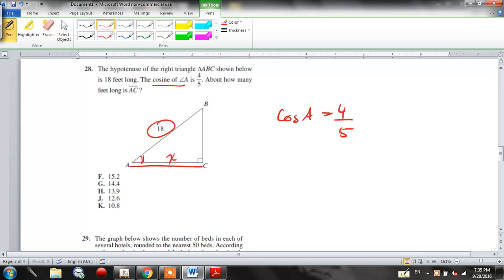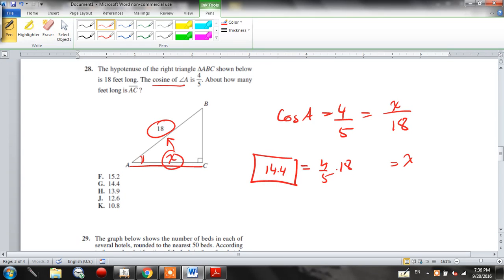Okay, let's call that x. Okay, so cosine of an angle is determined by adjacent over the hypotenuse. Okay, that's x over, in this case the hypotenuse is 18. So cosine is adjacent over hypotenuse, and they're given to be 4/5, and this over that. So well, we just solve for x by multiplying both sides by 18, and 4/5 times 18 ends up being 14.4. That's what I got.